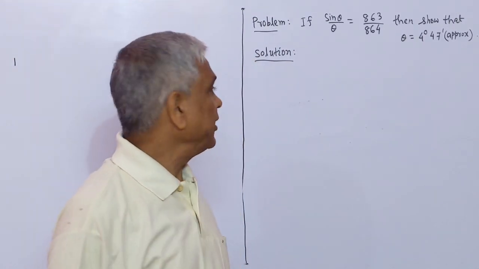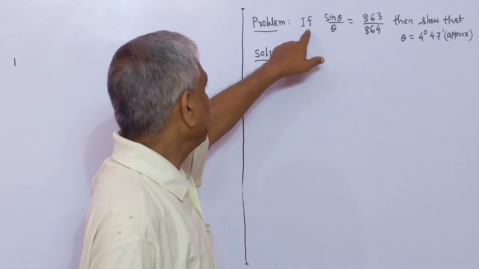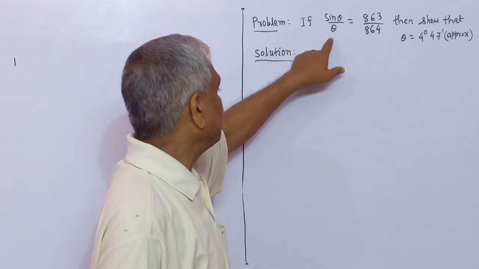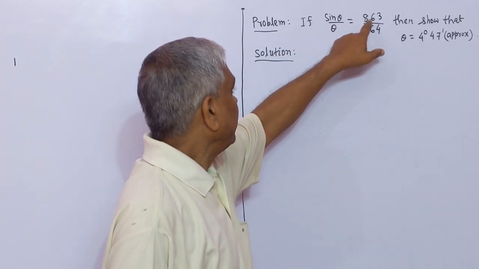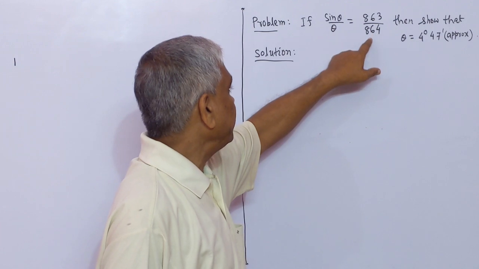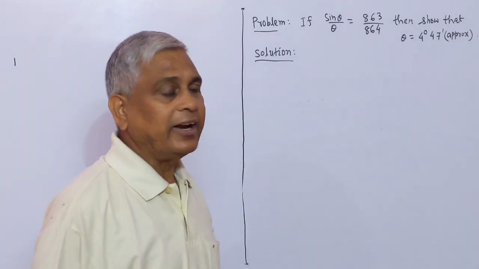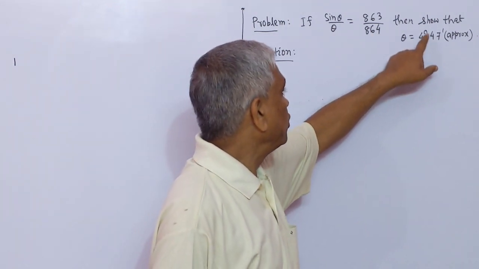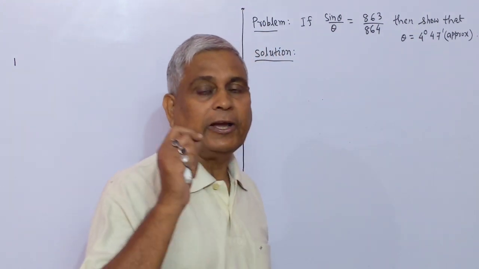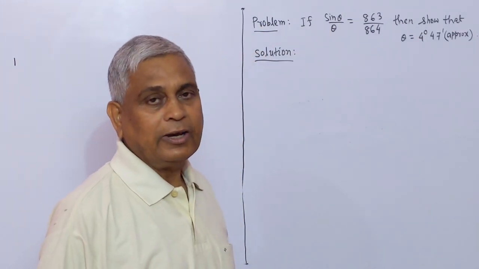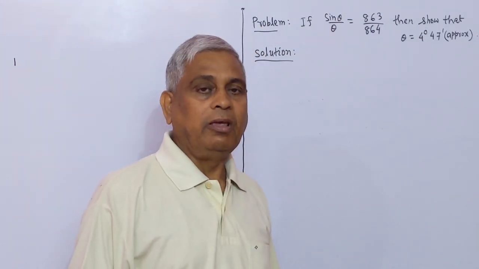Now we solve the next problem. Next problem is: if sin theta by theta equals 863 by 864, then show that theta equals 4 degree 47 minute approximately. Now we solve this. Solution.